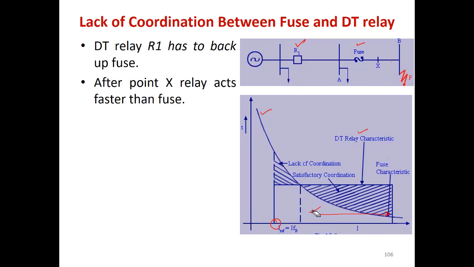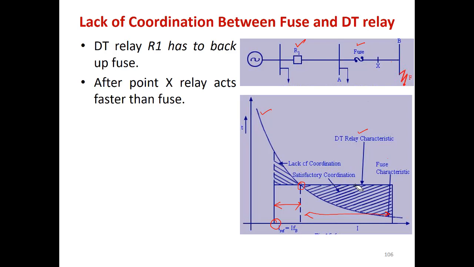So your coordination is very satisfactory, but below this current, the coordination is not satisfied, because you can see here, as soon as there is a fault beyond this point, this is actually the critical point, right? Beyond this point the fuse operates first, then your relay operates, right?